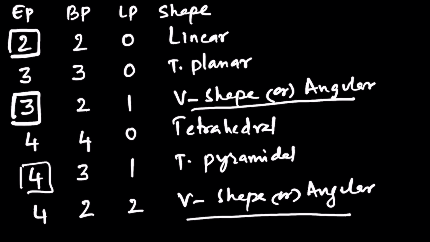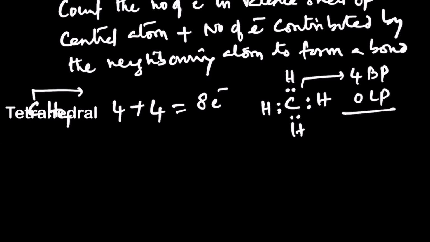Go to the tabular column. The tabular column, 4 electron pairs, all the 4 are bond pairs, 0 lone pairs. The shape is tetrahedral. So what is the shape of methane? The shape of methane is tetrahedral.